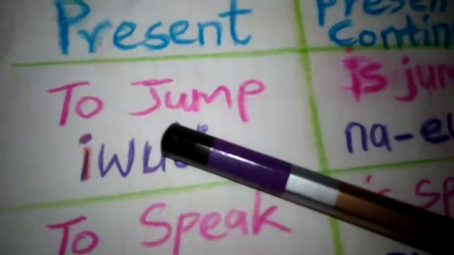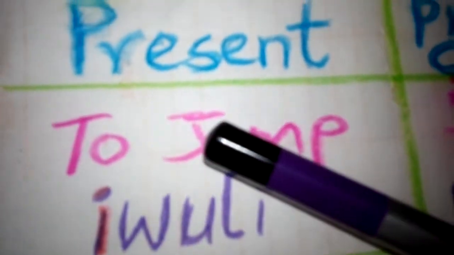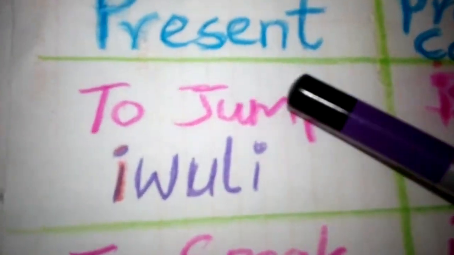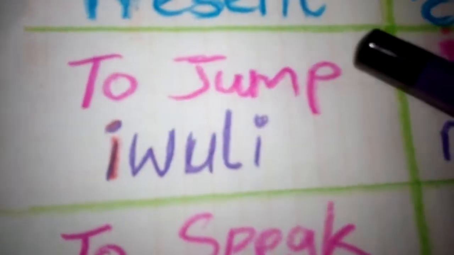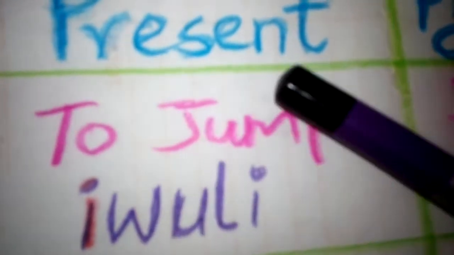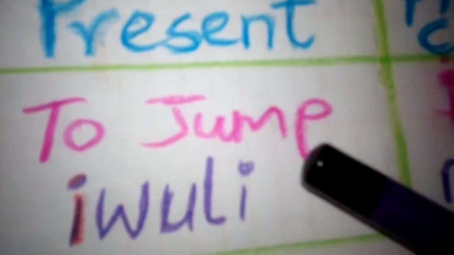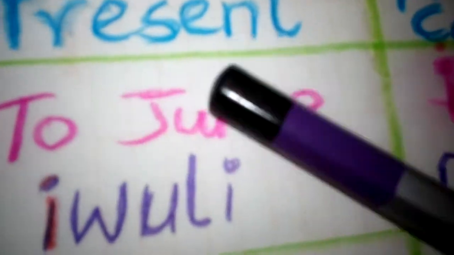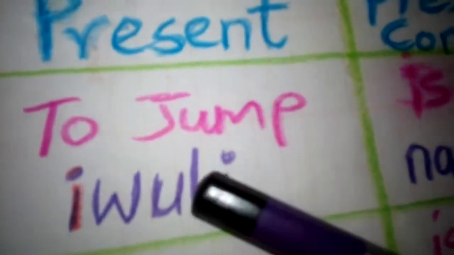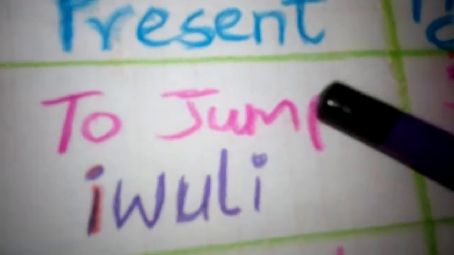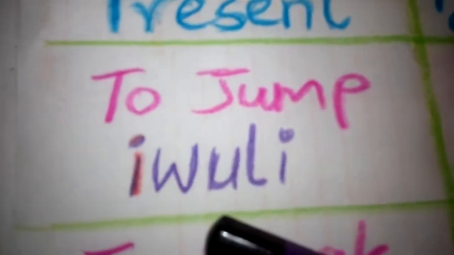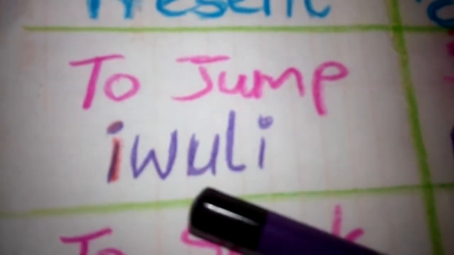Present, we have present tense. Jump, to jump. Remember, I will teach you the infinitive in another video. So the present goes with to jump. To jump in Igbo is iwuli.